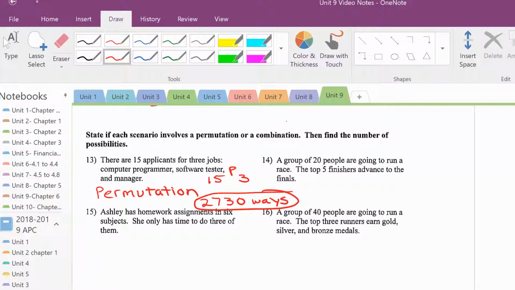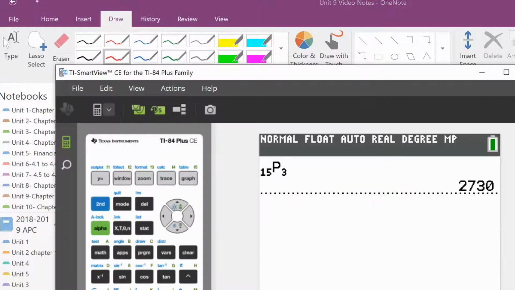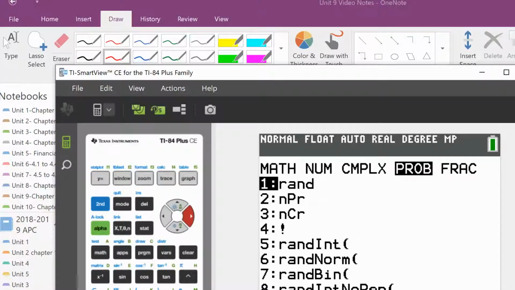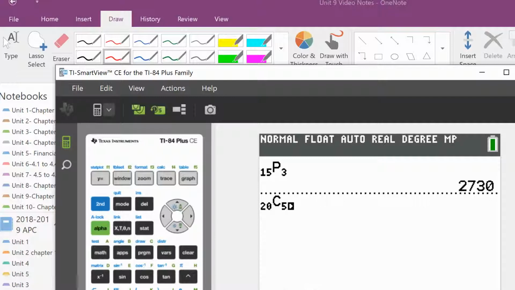So if you have a group of 20 people that are going to run a race and the top 5 finishers advance to the finals, the order doesn't matter as long as they finish in the top 5, so therefore it's a combination. So you would go 20 combination 5, because you're finishing top 5. So we go 20, math, probability, number 3 is combination, 5, 15,504.